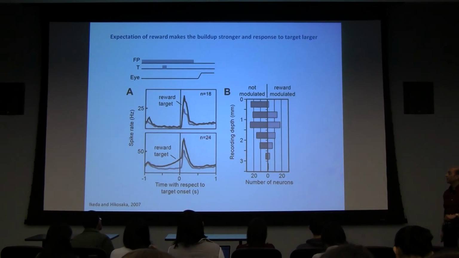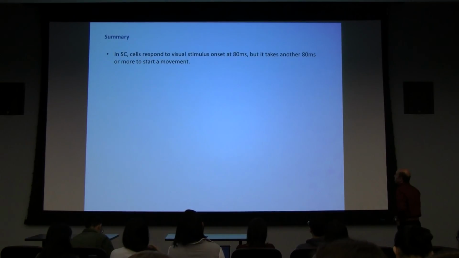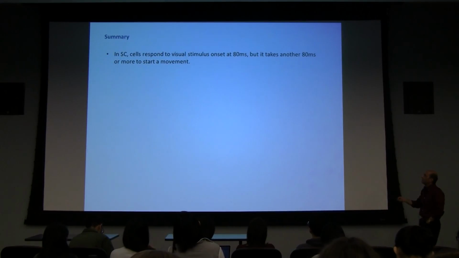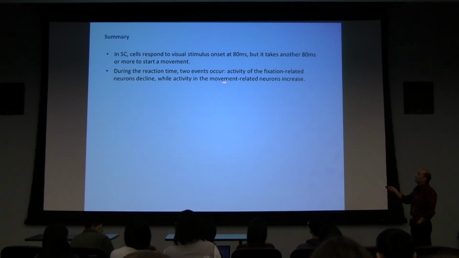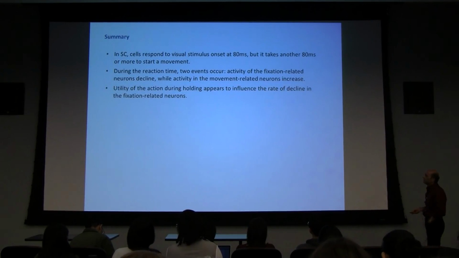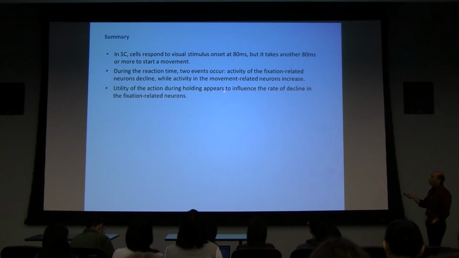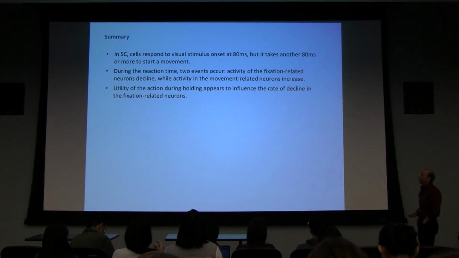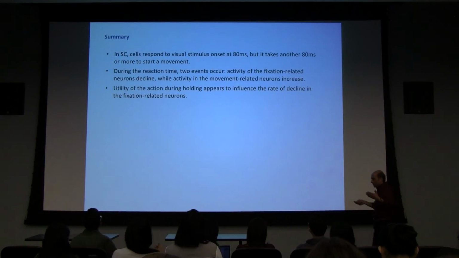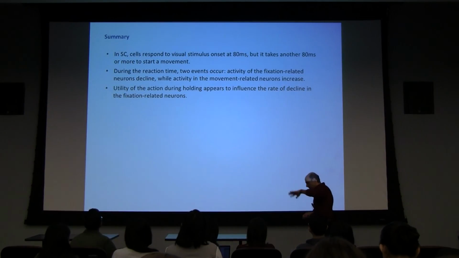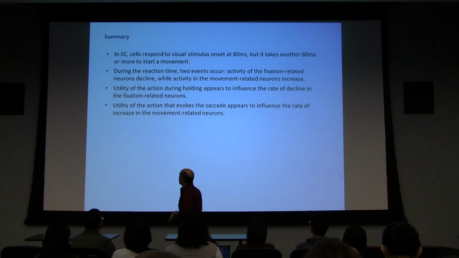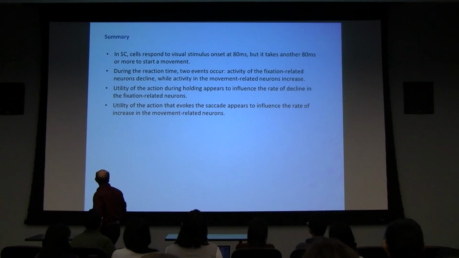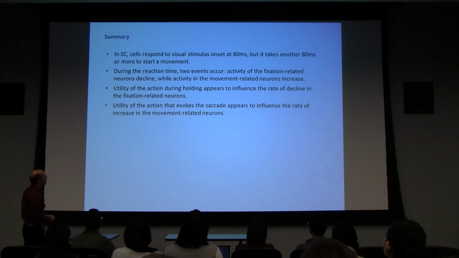Okay, to summarize. In the superior colliculus, cells respond to visual stimuli at 80 milliseconds, but it takes longer than that to start a movement. During the reaction time, two events occur. Activity in the fixation-related neurons declines, while activity in the movement-related neurons increases. Utility of the action during the holding appears to influence the rate of decline in the fixation-related neurons. So if this is a valuable thing, if I'm certain about it, the decline is faster and the rise is faster as well. Utility of the action that evokes the saccade appears to influence the rate of increase in the movement-related neurons.